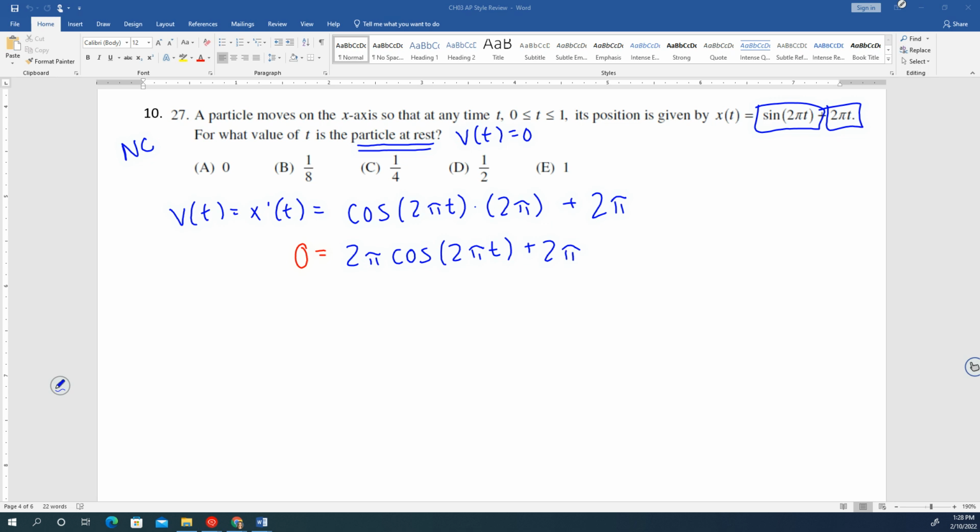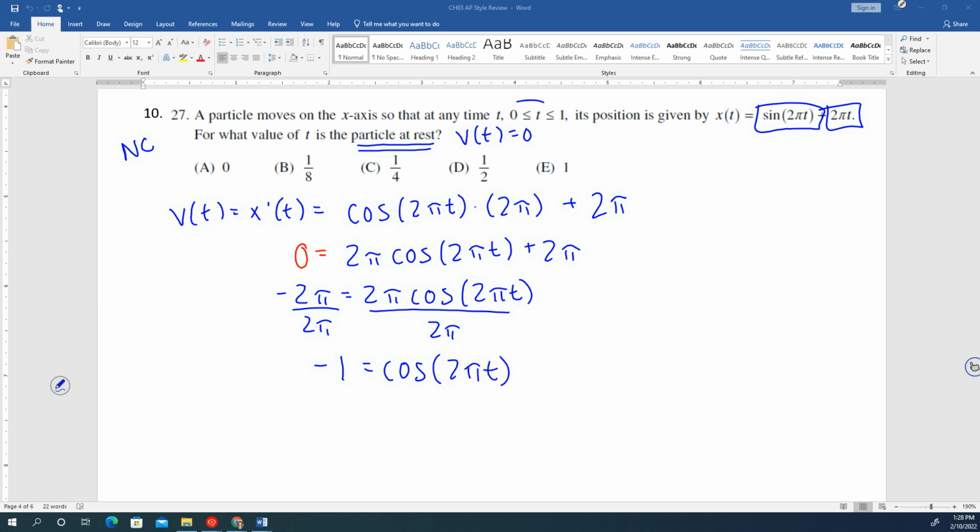Ooh, we're going to start solving trig equations in pre-calc next week. See if you guys remember how to do this. So I would probably, you could factor out the 2 pi if you want to, or I moved over this 2 pi. And I did this. And I divided both sides by 2 pi. So I got to here.